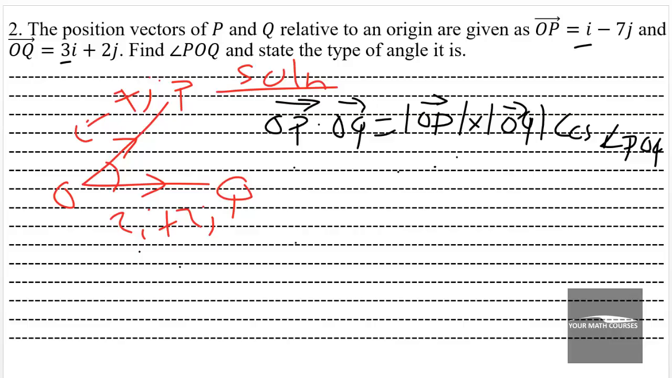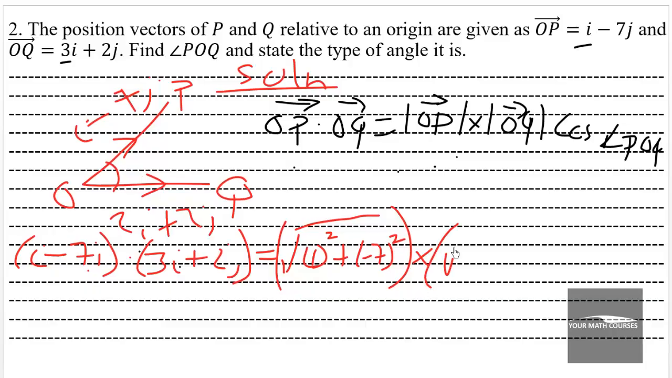So let's do the dot product. We have OP, which is i minus 7j, dot OQ, which is 3i plus 2j, is equal to the magnitude of OP, square root of 1 squared plus negative 7 squared, times square root of 3 squared plus 2 squared, times the cosine of the angle between them, angle POQ. So let's dot them.